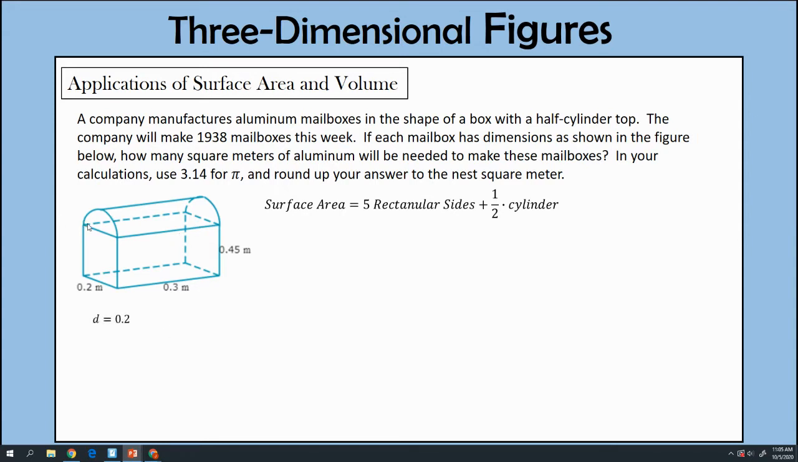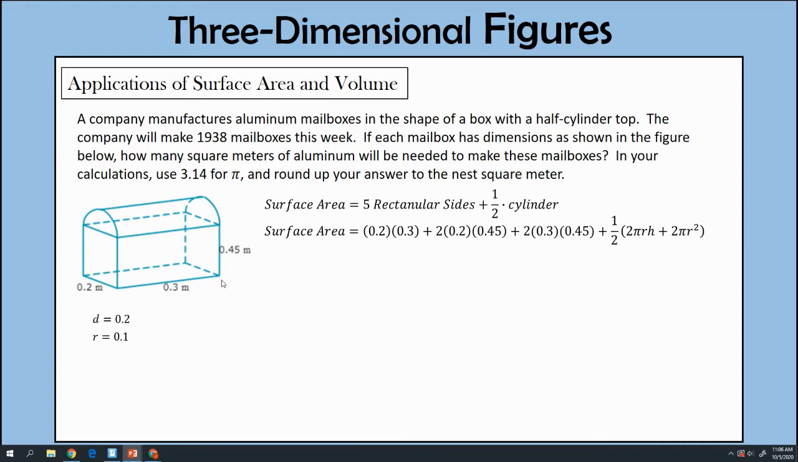Okay. Now, if I look at the cylinder on top, it's a half of a cylinder. The diameter of the cylinder is the same as this dimension of the rectangle. So this 0.2 represents the diameter of this circle if it was complete. Okay. So our radius that we want to use in our formula is 0.1. Okay. So to calculate surface area, I did 0.2 times 0.3. That's the bottom rectangle. And then I did 0.2 times 0.45. That's this face. And I doubled it because this one back here is the same.